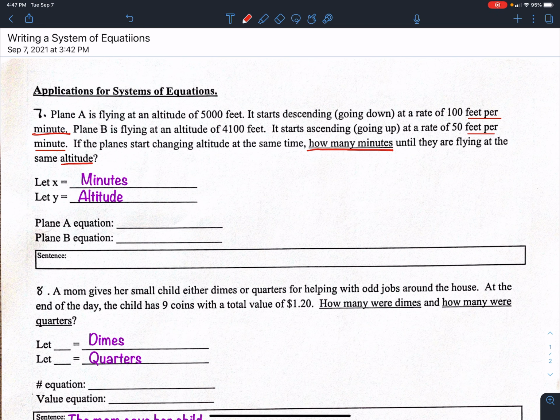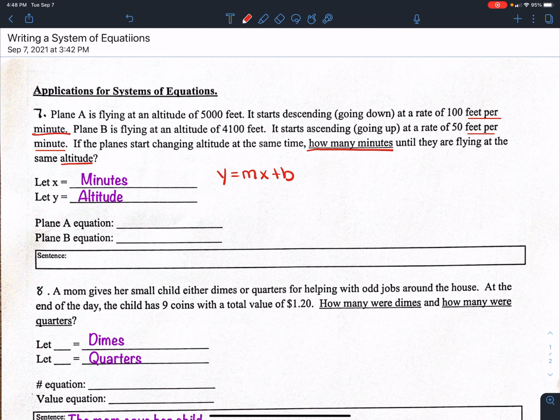So x is going to be minutes and y is going to be the altitude. When we write these 2 equations, we are going to be able to write them in slope-intercept form, which isn't always true, but in this case it is. So we're going to let x represent the minutes and y represent the height or the altitude.